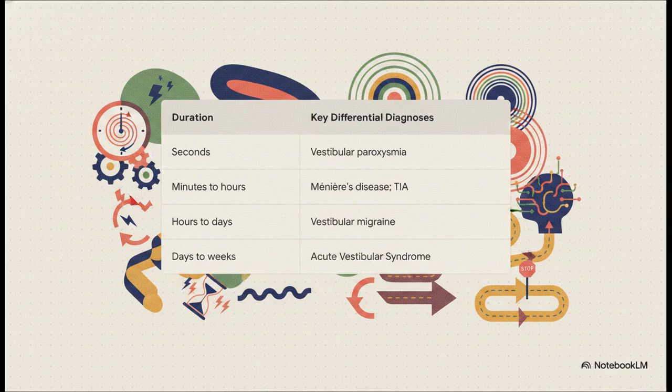Are the attacks seconds long? You should be thinking vestibular paroxysmia. What if they last from minutes to hours? Now we're in the realm of Meniere's, or maybe a TIA. Hours to days? That's classic for vestibular migraine. And if it's continuous for days to weeks, you're looking at an acute vestibular syndrome, and you need to figure out if it's neuritis or, more urgently, a stroke.